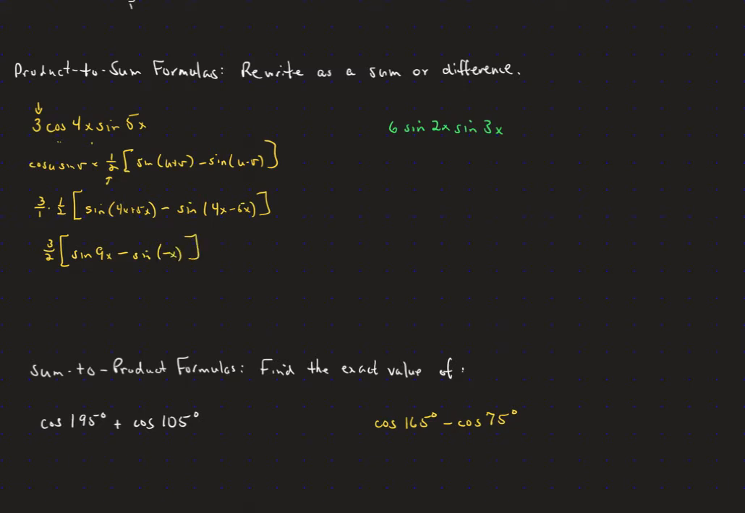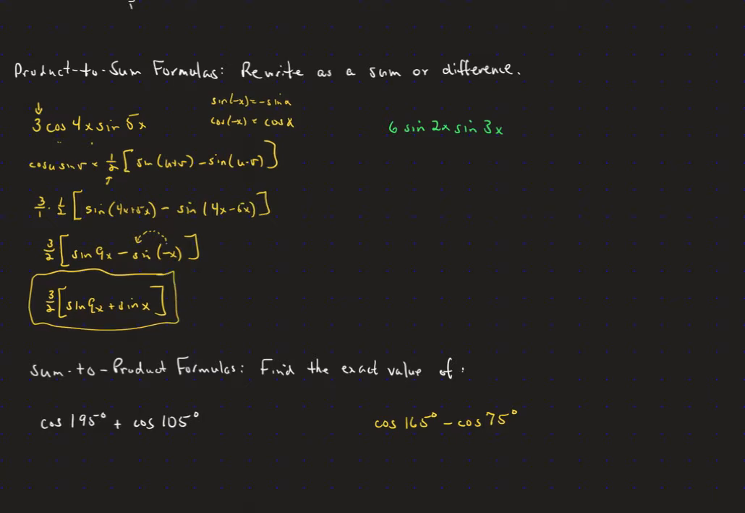Now, I'm going to expect you to recognize that, remember, sine x is odd, so a sine of negative x is a negative sine x. Cosine x is even, so if you got a cosine of negative x, I would expect you to write it as just a cosine of x. So I'm going to expect you to bring that negative through because sine is odd. And so we're going to say 3/2 sine of 9x, and that'll become a plus sine of x. That's going to be our final answer.